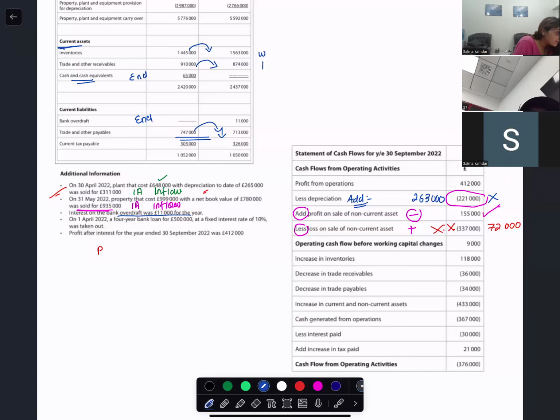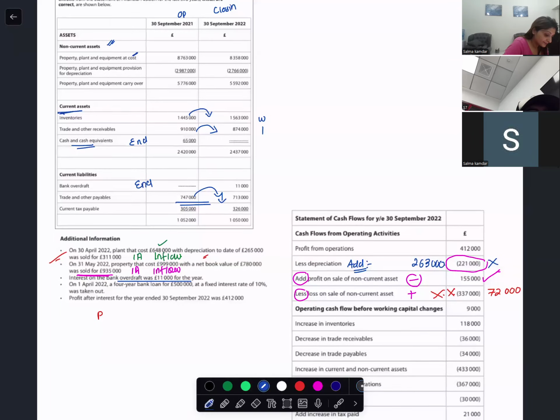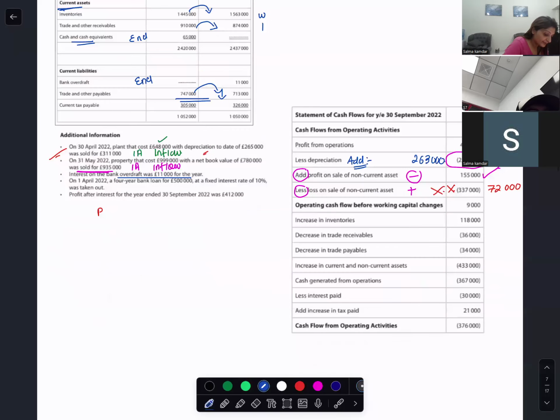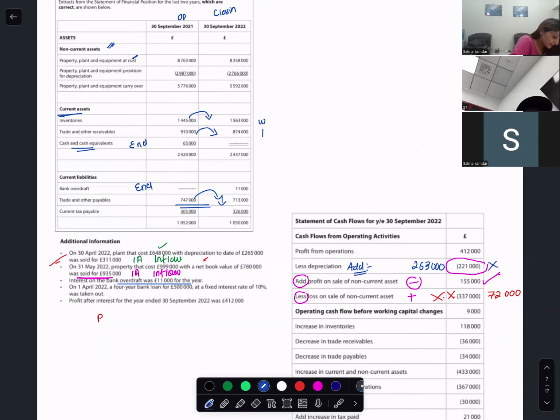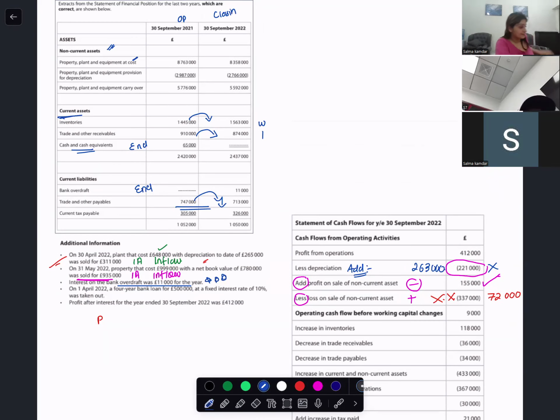Interest on bank overdraft for the year is 11,000. Tell me, where will this interest go? It will go into your working capital in the end. Your tax and interest, you pay it at the end. Interest paid, tax paid.